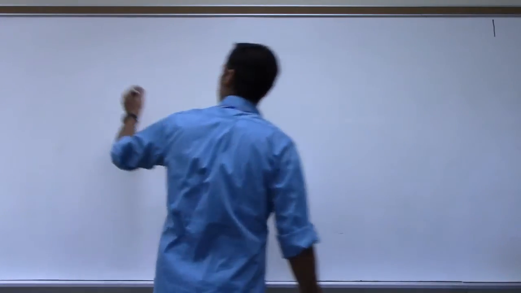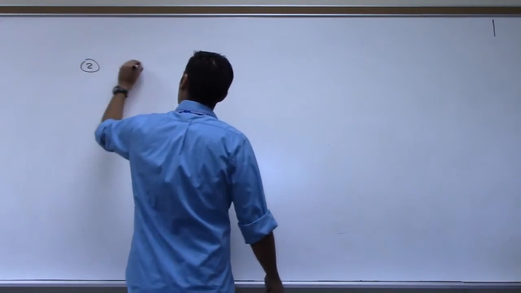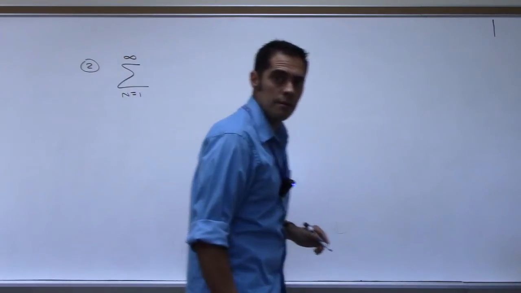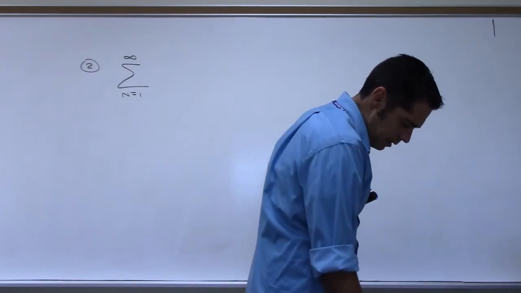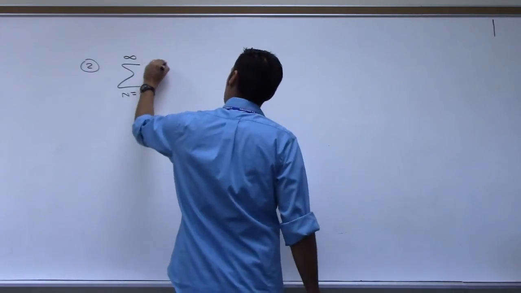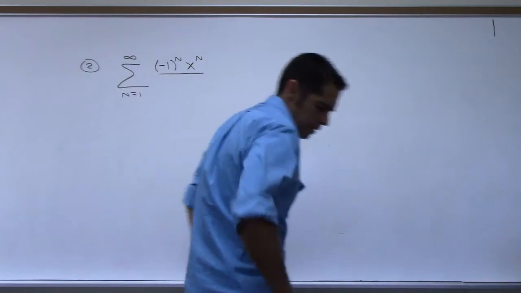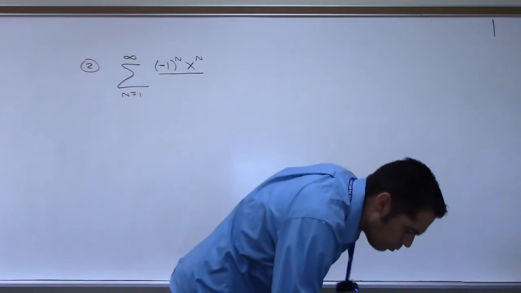The sum from n equals 1 to infinity of (negative 1)^n, x^n over the cube root of n.